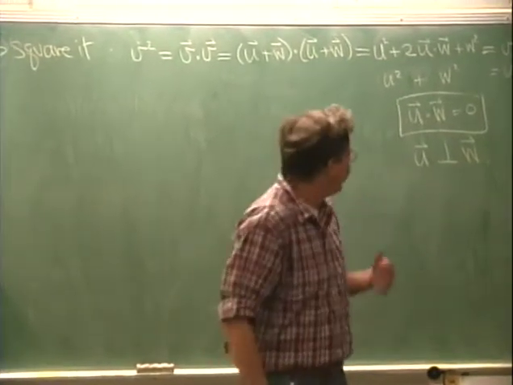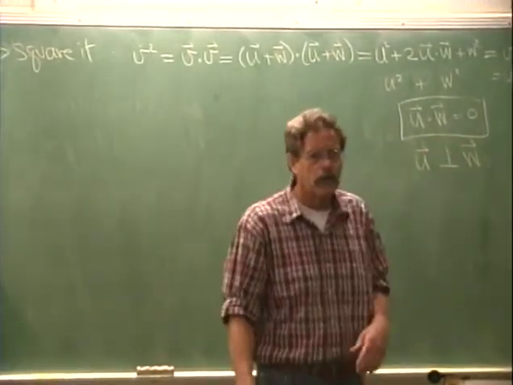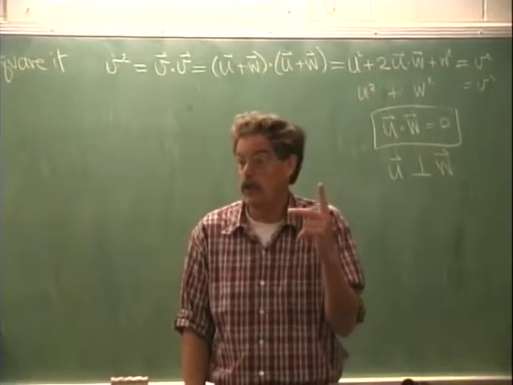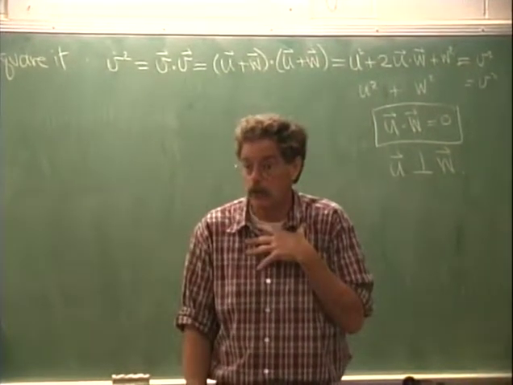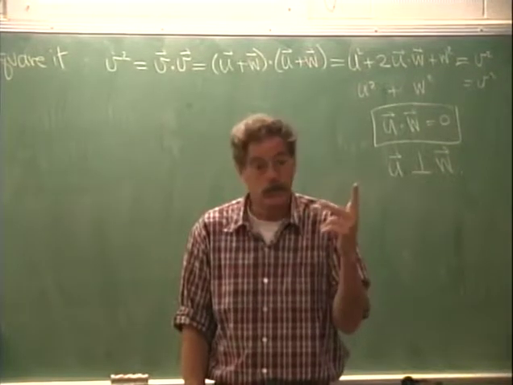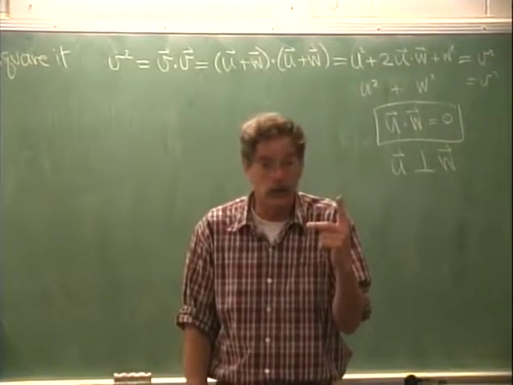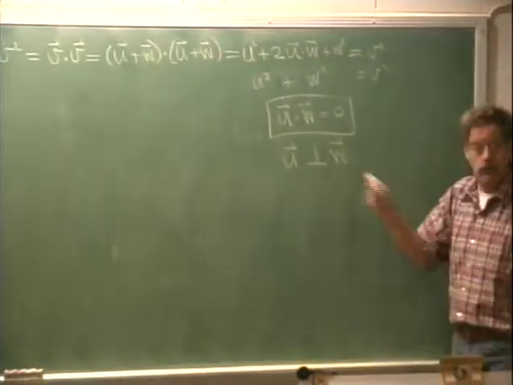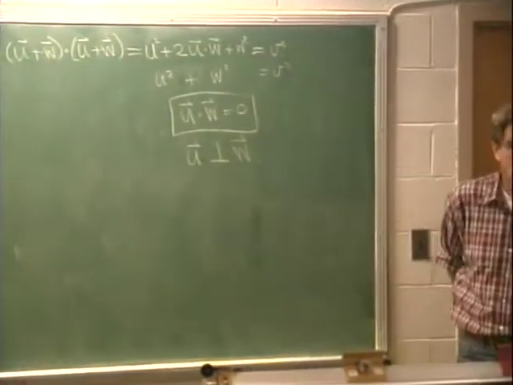Actually, in a way, that also includes the case where one or the other of them is 0. If you say that the 0 vector is perpendicular to everything, as mathematicians would say, the 0 vector is always perpendicular to everything. Then the single conclusion here is u is perpendicular to w in all instances.